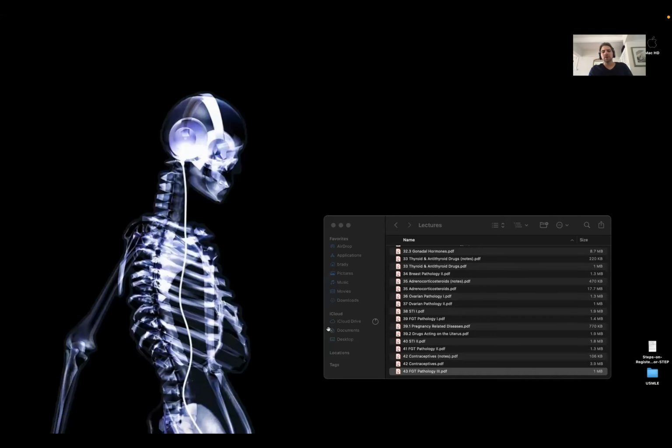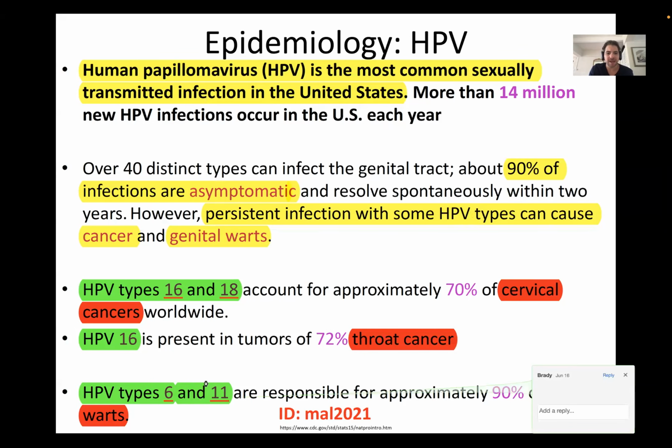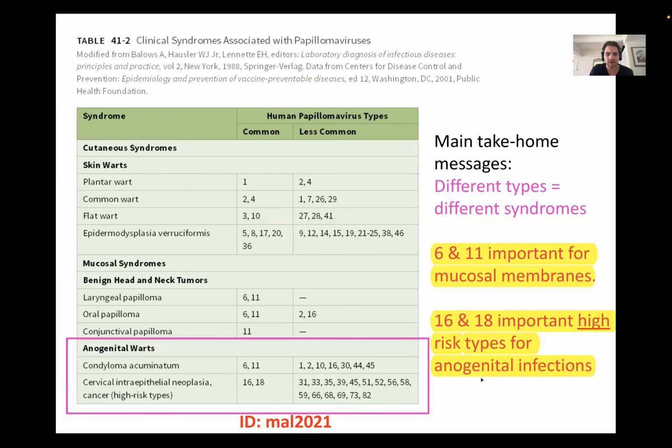Right, so know which ones go with which. The vaccine covers all 4 of these. I think some other ones too, 31 and 33. But so the main ones are covered in the vaccine that you get as a teenager.